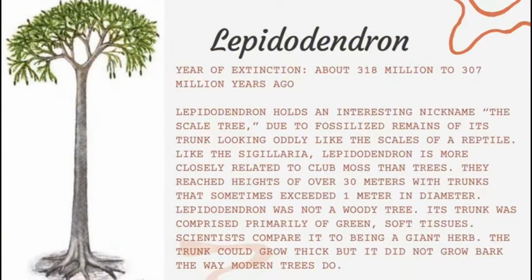Lepidodendron. Year of extinction: about 318 million to 307 million years ago. Lepidodendron holds an interesting nickname, the scale tree, due to the fossilized remains of its trunk looking oddly like the scales of a reptile, like the Sigillaria. Lepidodendron is more closely related to club moss than trees. They reached heights of over 30 meters with trunks that sometimes exceeded 1 meter in diameter. Lepidodendron was not a woody tree. Its trunk could grow thick, but it did not grow bark the way modern trees do.